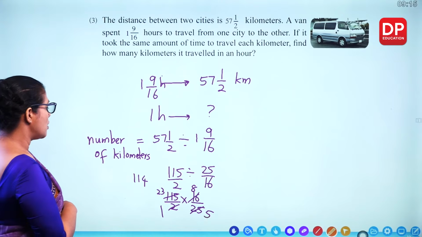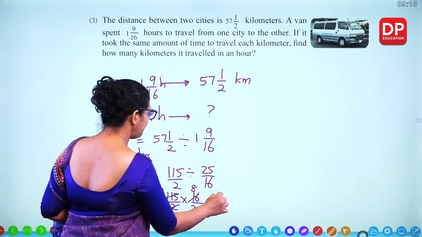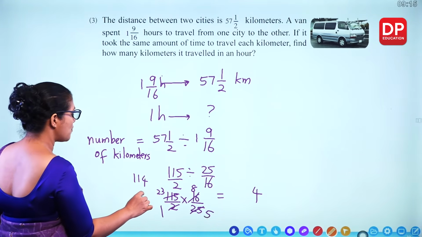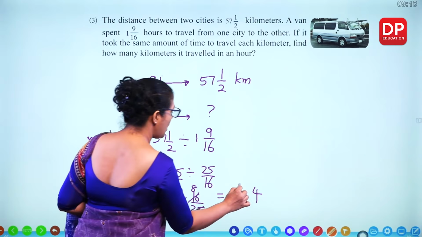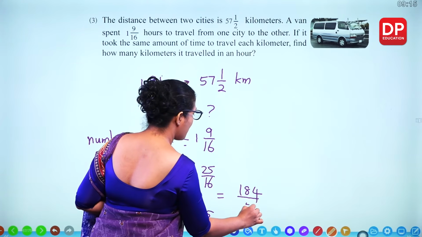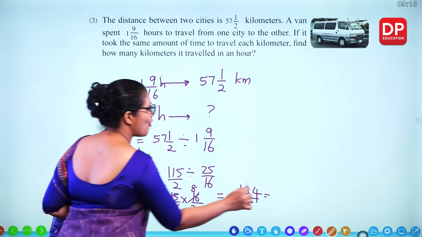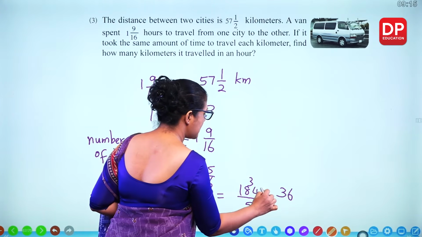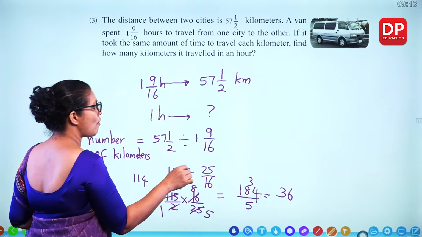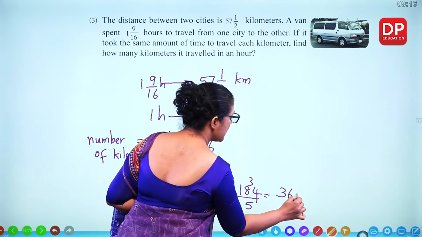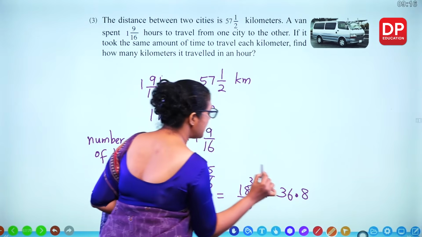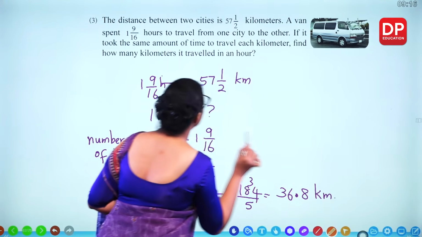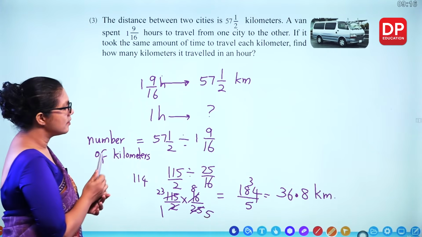What you get? 23 times 8. 8 times 3, 24. 2 remaining. 8 times 2, 16. Plus 2, 18. Divide by 5. 5 times 3, 15. For 34, that's 6, 30. And for 40, that's 8. So 36.8 kilometers for 1 hour.